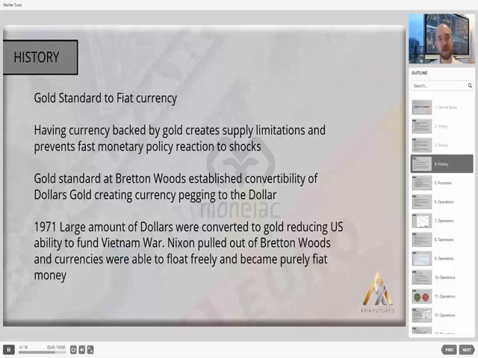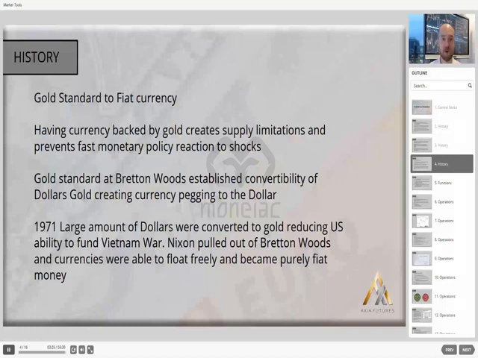Now, as I mentioned, having a currency backed by gold creates supply limitations. It also prevents any kind of quick monetary response to a crisis. If you have, for example, that liquidity crisis that the Bank of England had and not sufficient gold reserves, then you run into trouble: you can't provide the liquidity because you don't have the gold reserves to print the notes against. So what you need almost is a standardized way of doing this, and that's what Bretton Woods was seeking to achieve post World War II.